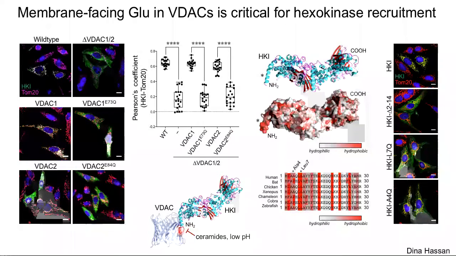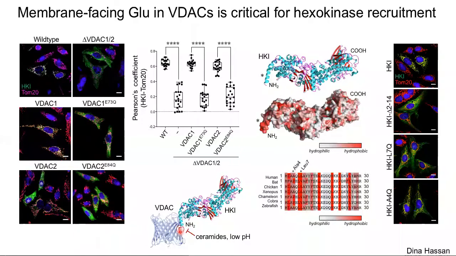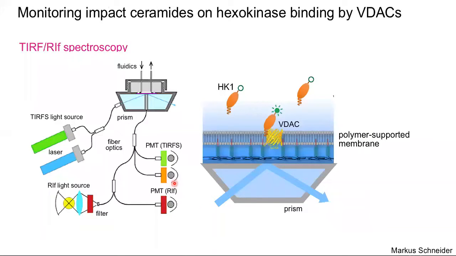So we speculate that binding of ceramides to the negatively charged glutamate in VDACs may prevent hexokinases from binding and thereby lowering the threshold for VDAC oligomerization at neutral pH, which would occur at that same interface. And such ceramide-triggered oligomerization of VDACs may then also trigger apoptosis, by, on the one hand, blocking binding of anti-apoptotic hexokinase, and on the other, by creating a suitable platform for mitochondrial translocation of BAKs.